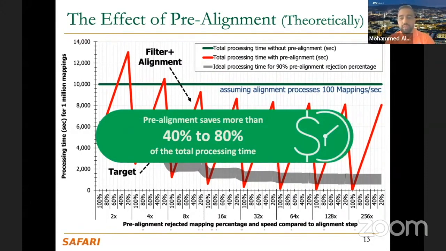So getting information on the filter itself is not enough. You really need to check the number of accepted pairs and then compare the runtime of the filter with the sequence aligner and see how both together, integrated together, perform. So pre-alignment saves more than 40% to 80% of the total processing times. Of course, that depends on the data you use.